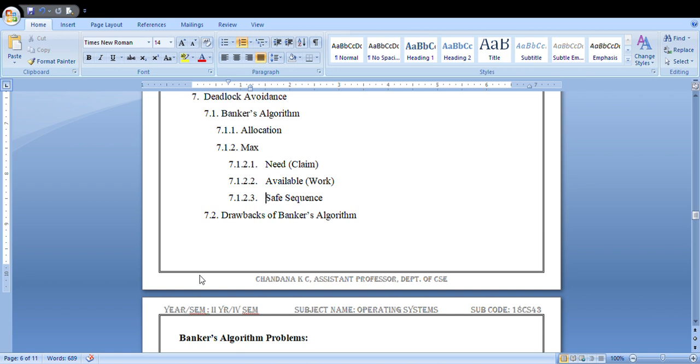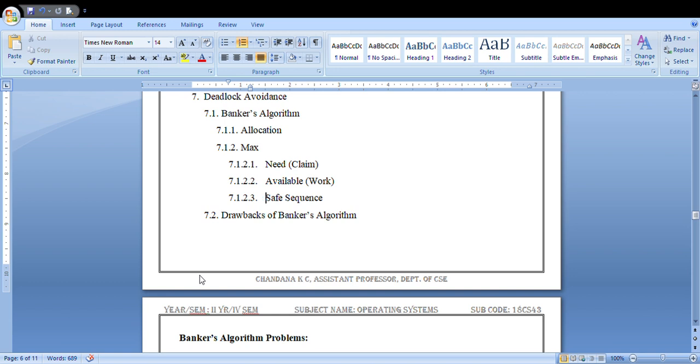And your next topic is drawbacks of Banker's algorithm. There are a few drawbacks or weaknesses of Banker's algorithm. First one is it requires that there be a fixed number of resources to allocate. Whatever value is allocated to each and every process, the resource value will always be in fixed values. It can't be variable. It can't be changed based on some requirements.